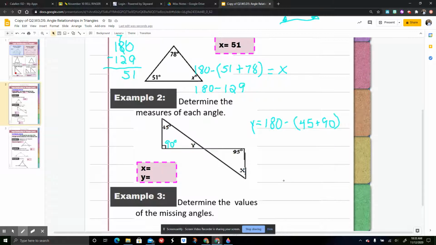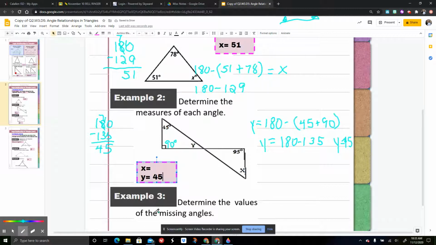So 45 plus 90 is 135. And when you subtract 180 minus 135, you have to regroup. You get 10 minus 5 is 5. 7 minus 3 is 4. So y equals 45. So you're going to come here. Y is 45.